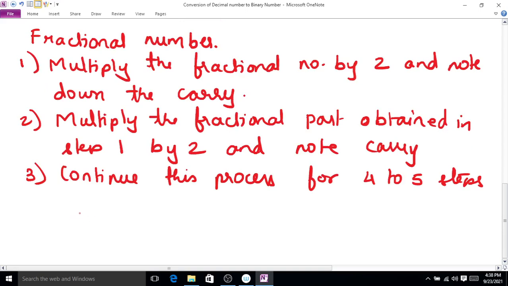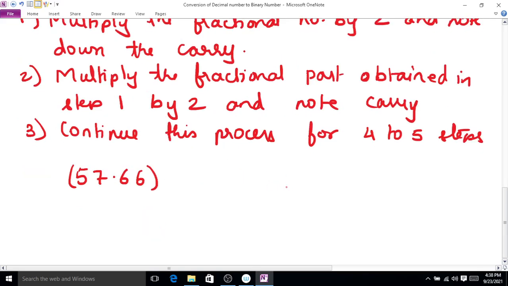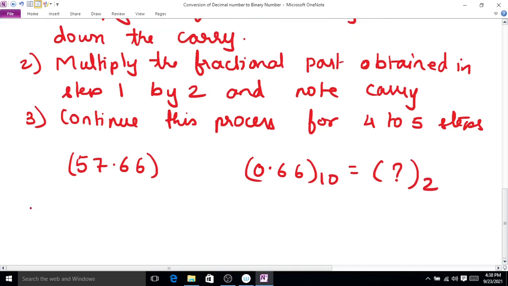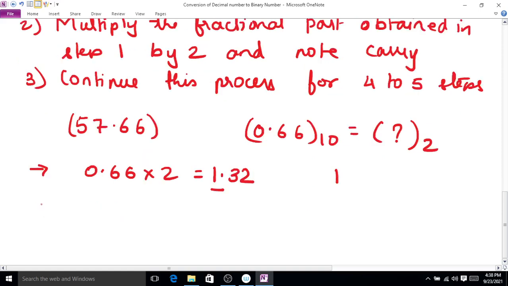Now suppose we are given an example of 57.66. Now we know that we have already converted 57 integer part into binary. Now we have to convert only the fractional part, that is our 0.66 into binary. So according to the first step, we have to multiply 0.66 by 2. We will get 1.32. So here the integer part obtained is 1. So we have to note it down, or we can also say it as carry. We have to note it down on our right hand side.